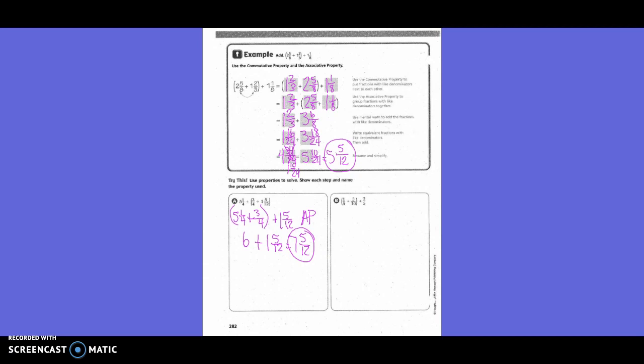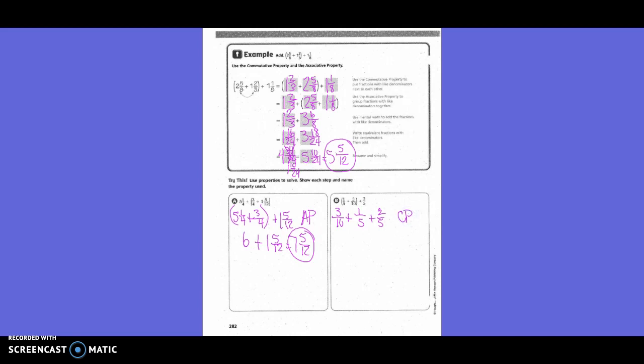1/5 plus 3/10 plus 2/5. Do we need to write that in a different order? Yes. So we are going to write what? 3/10 plus 1/5 plus 2/5. What property is that? Commutative property.